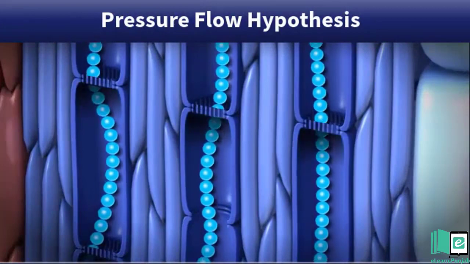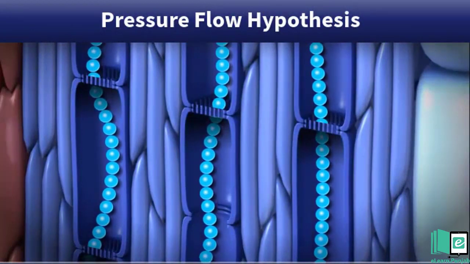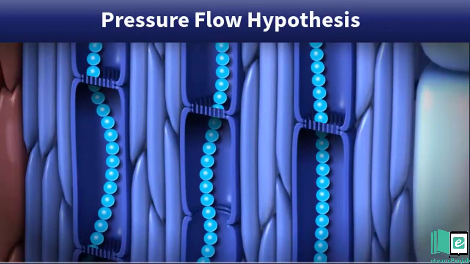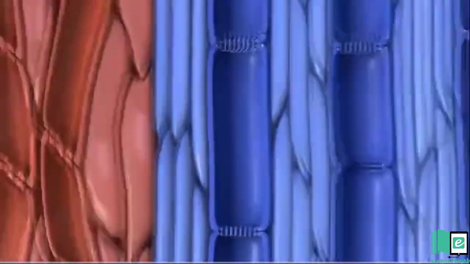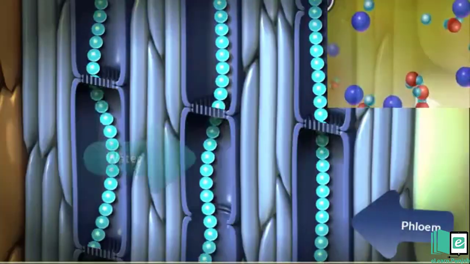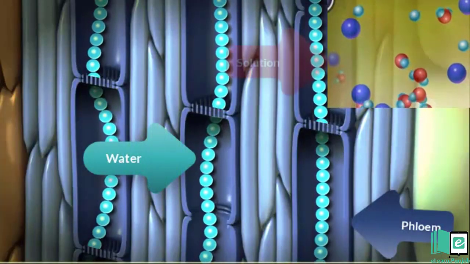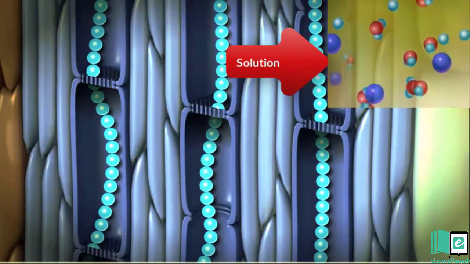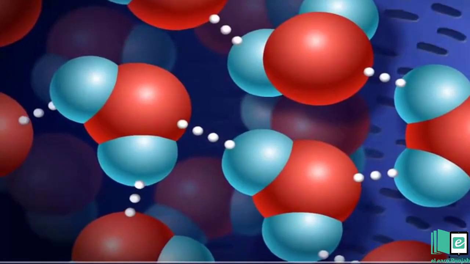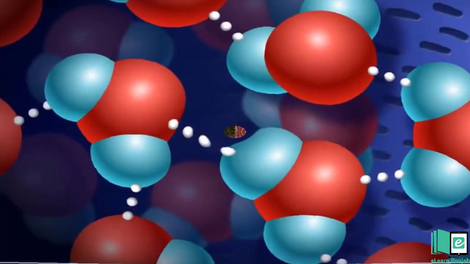Pressure flow hypothesis. We can explain the movement of solid food through the phloem by the pressure flow hypothesis. According to this hypothesis, water from nearby xylem enters the phloem and mixes with the food, forming a solution. This solution flows under pressure through the phloem. The pressure is created by the difference in amounts of water in phloem and nearby xylem.